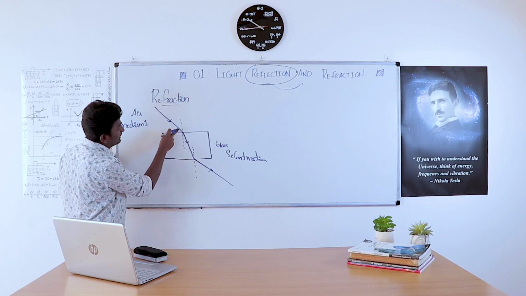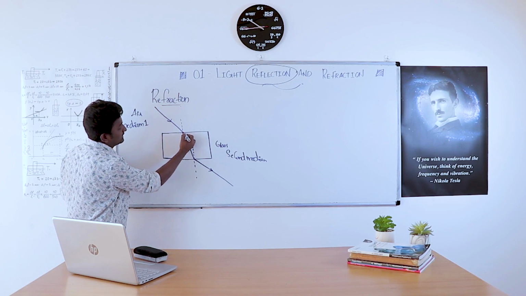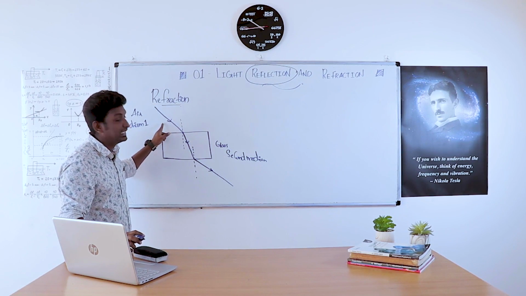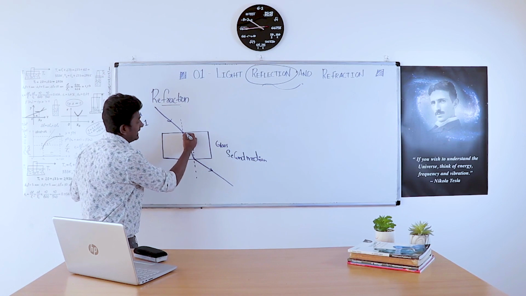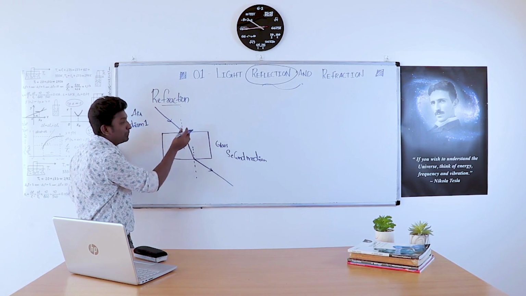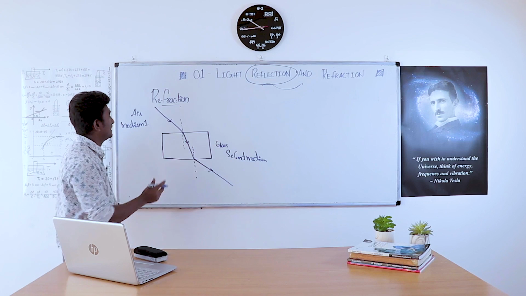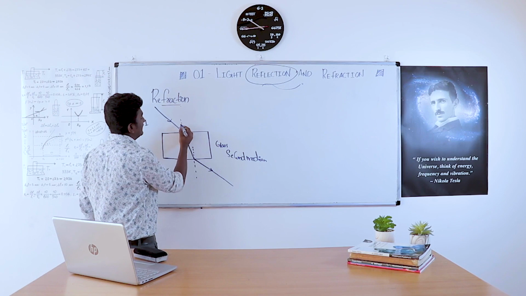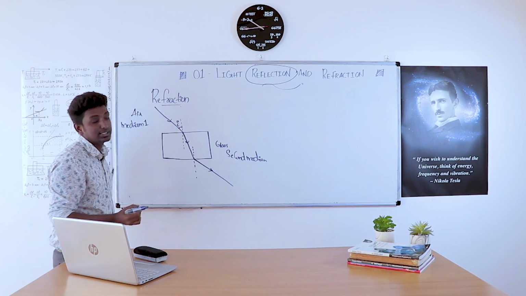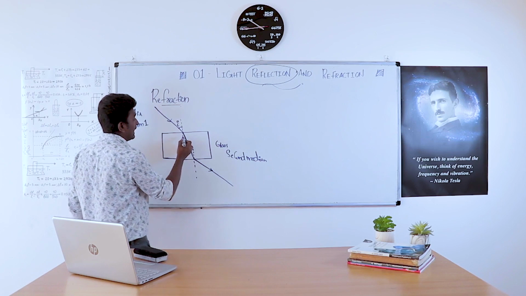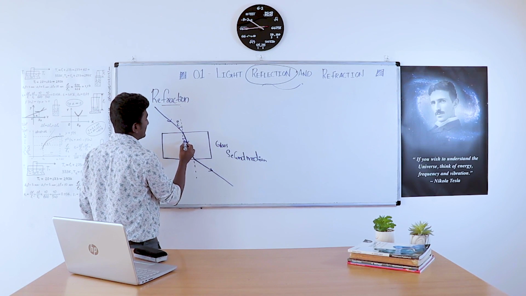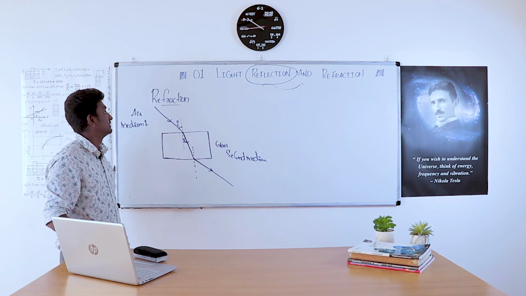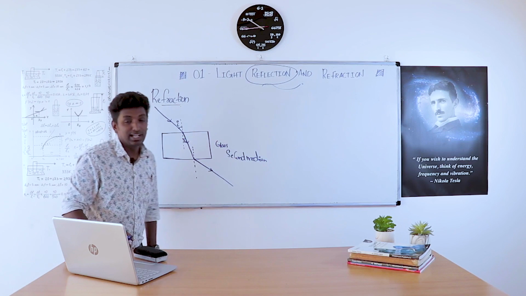The ray of light which incidents on the interface of the medium is the incident ray, and the ray which refracts or bends is the refracted ray, and the perpendicular drawn is the normal. The angle between the incident ray and the normal is the angle of incidence represented by small letter i, and the angle between the refracted ray and the normal is the angle of refraction and is represented by small letter r.